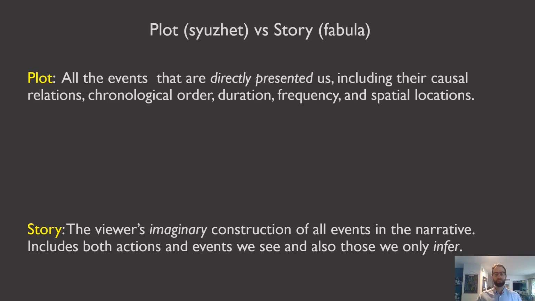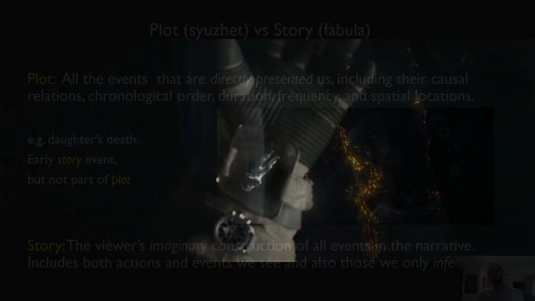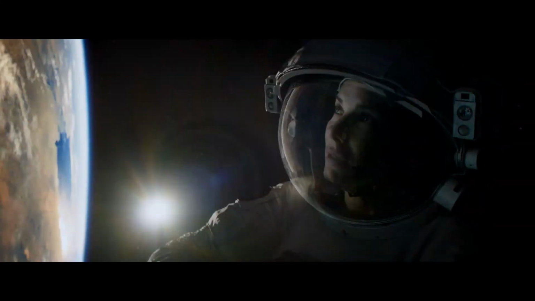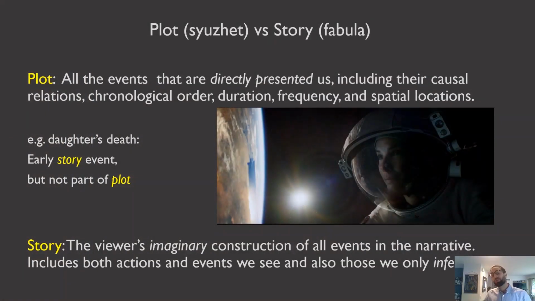This might be a bit confusing at first. So remember Gravity? That was a film whose plot took place in space. But remember that there were things alluded to in the film that didn't take place in space. They took place on Earth in the past of our story. For example, the main character's daughter's death. She was at school playing tag, slipped, hit her head, and that was it. That was an early story event, not an element of the plot.